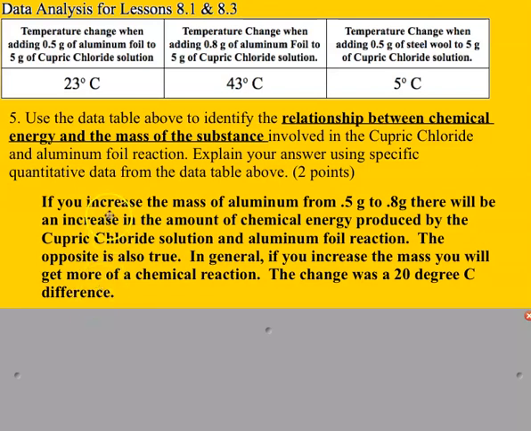Now, the second part of this, more people miss this part. It says quantitative data. You have to use numbers in it. So I used numbers here, and I said the change was a 20-degree Celsius difference. So between 23 and 43 was 20 degrees difference. So I not only said, yes, if you increase the mass, you get more chemical energy, but then I used quantitative data to back it up. So some of you got the first part right, but you never used any quantitative data. Some of you used quantitative data, but you never explained the relationship or identified it.